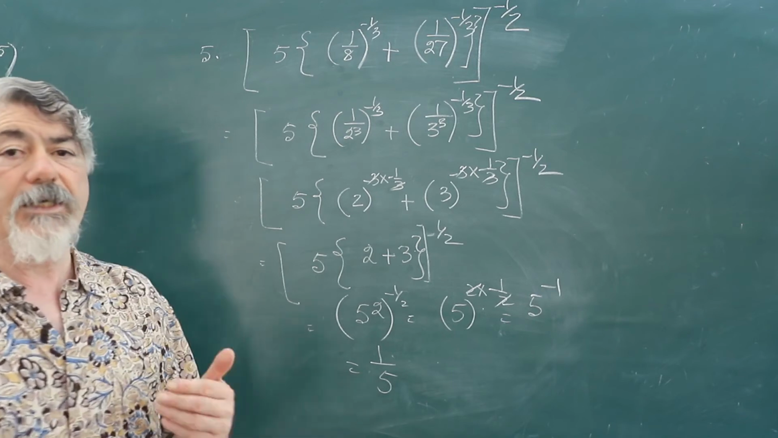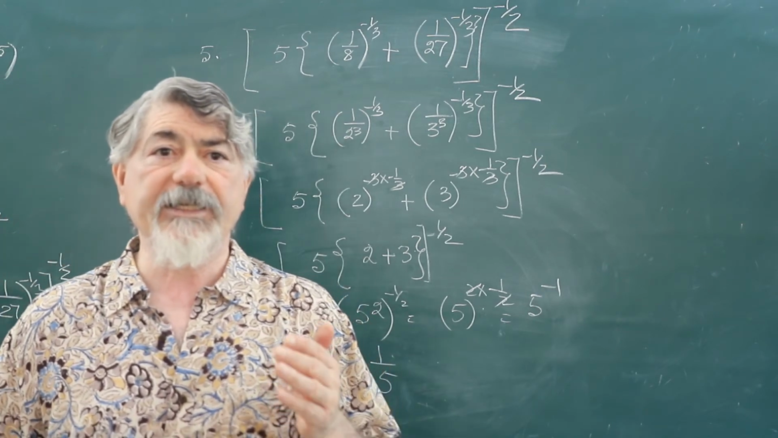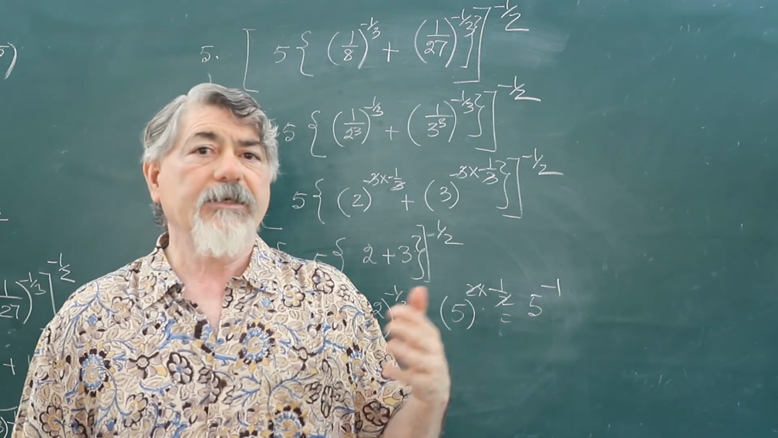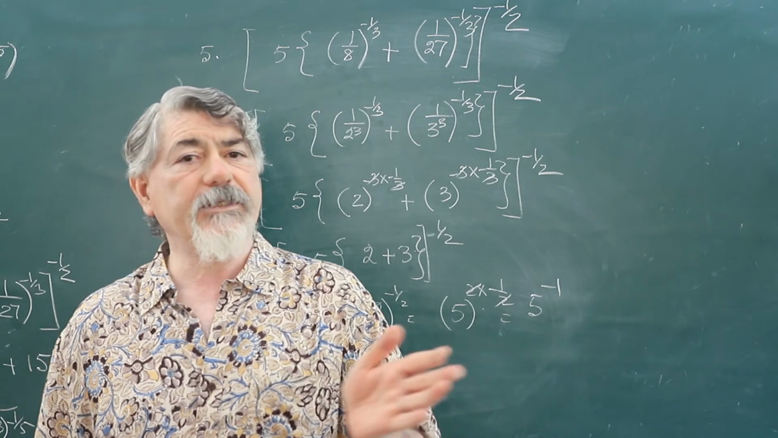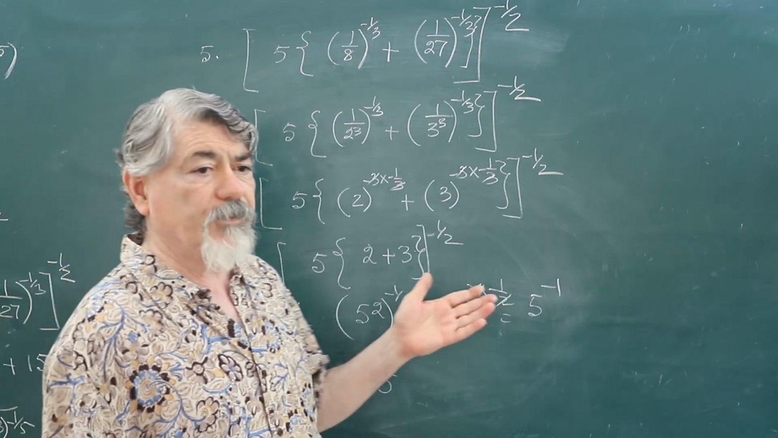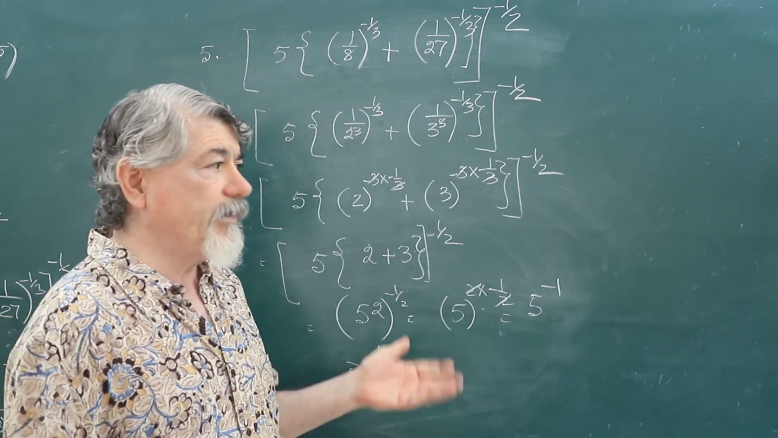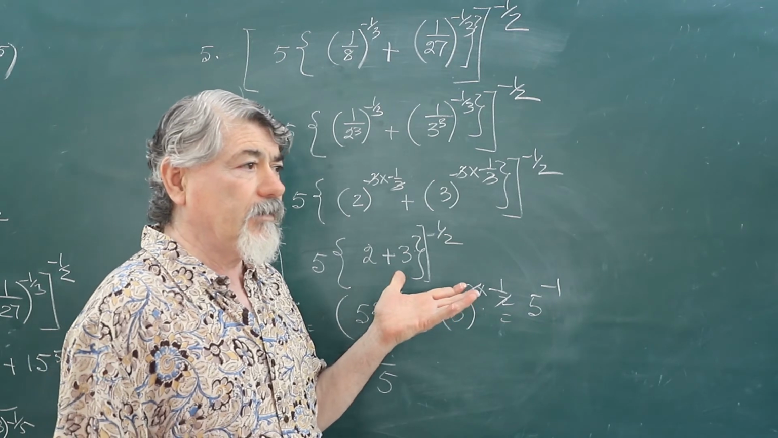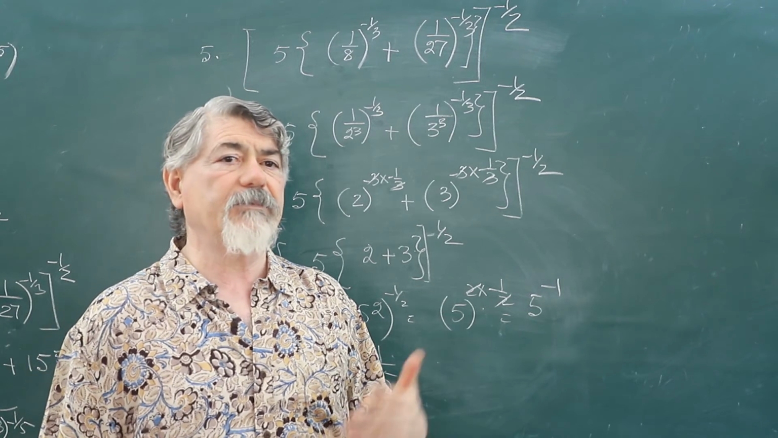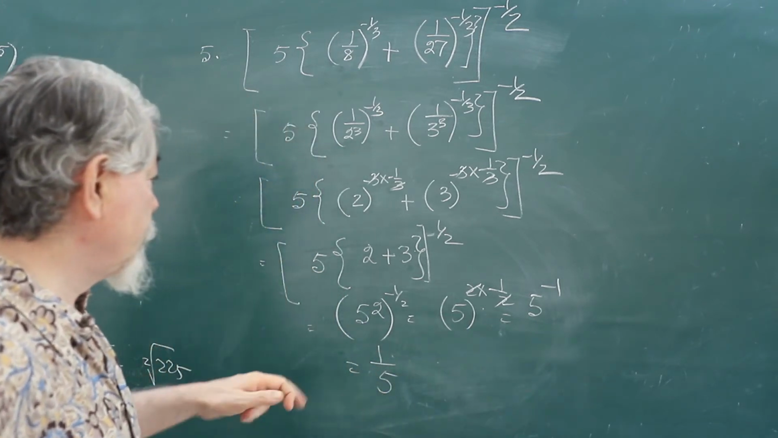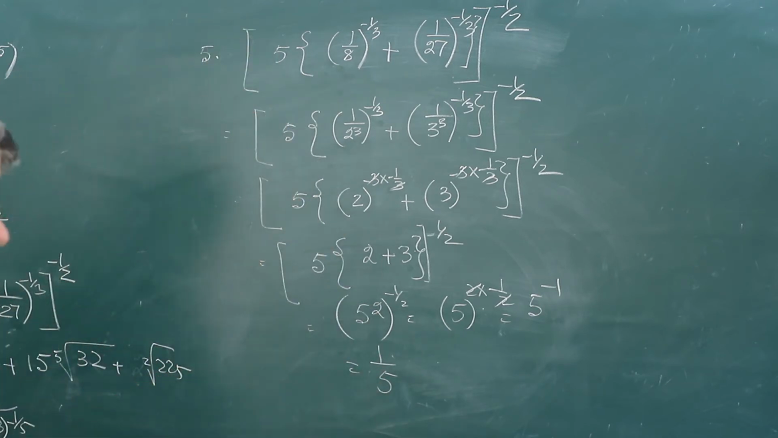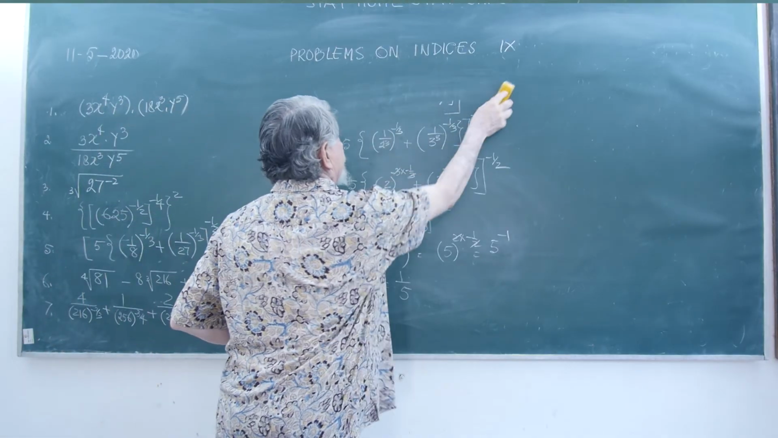And I have told you that generally we will express the final answer in positive index. Whatever the negative indices are there, change them to positive index. And the simplest way of changing from negative to positive indices is: if the number is in numerator, bring it to denominator. If it is in denominator, take it to numerator. So the final answer of this question is 1 upon 5. Now let us see question number 6 after this.